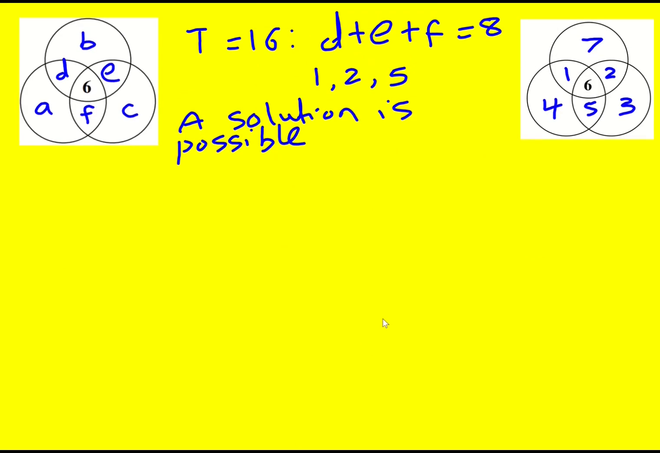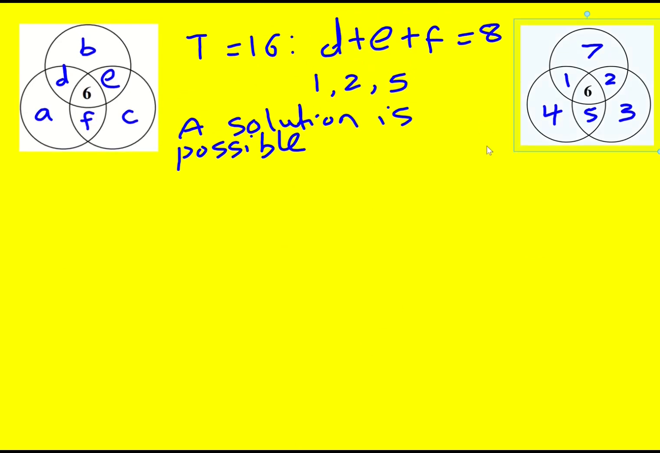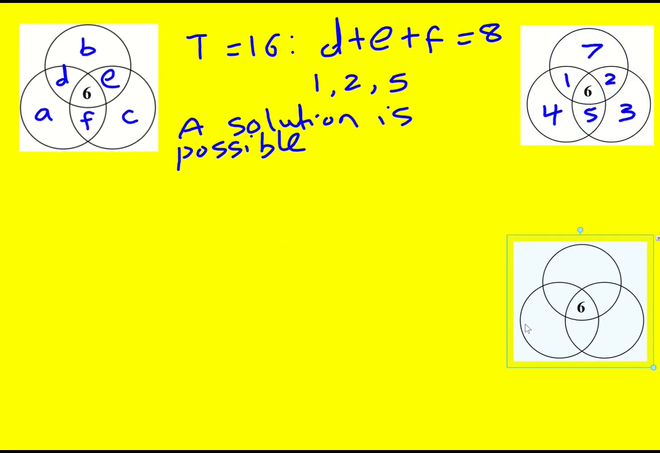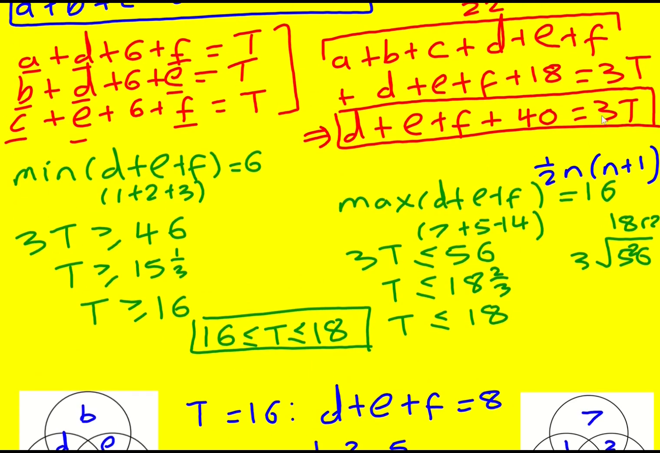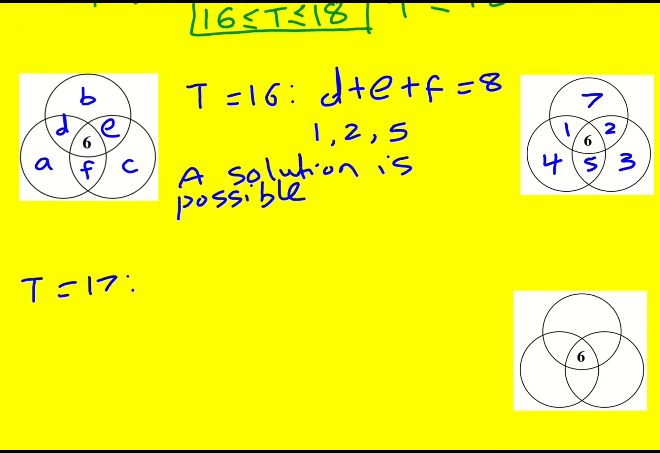So how about t equals 17? Then in this case, 3t is going to be 51 minus 40. D plus e plus f is going to equal 11.